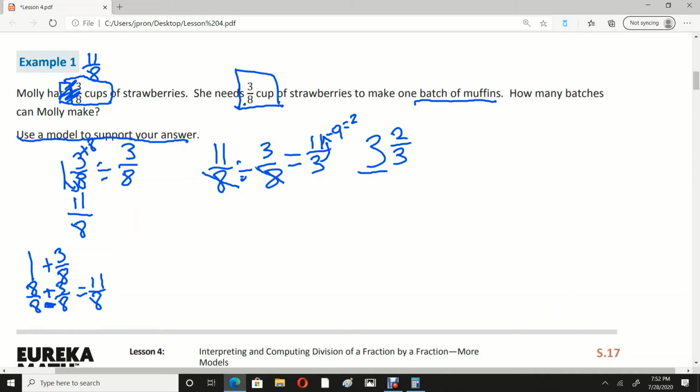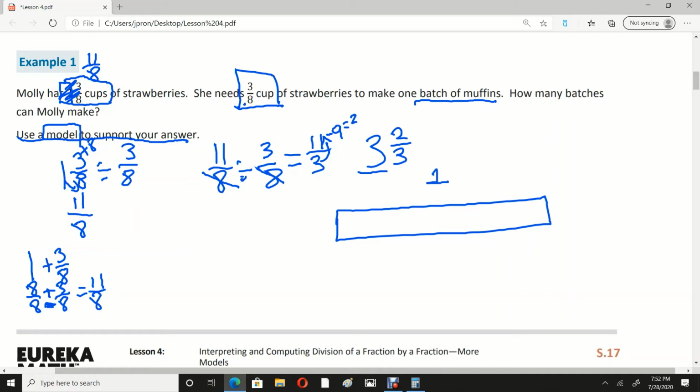But that's just the hard numbers part of this, right? They want us to create a model to support our answer. So let's do it like we did in the examples in the last lesson. Let's start with one full bar, and this full bar right here is going to represent 1 whole.